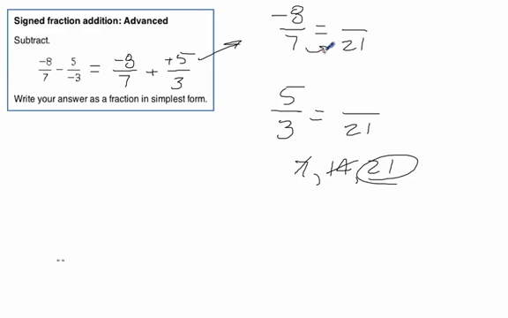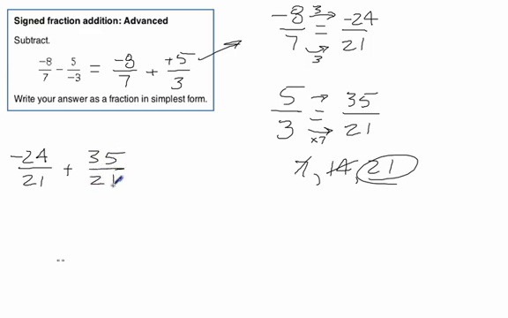Multiply by 3. Multiply by 3. And we get negative 24 over 21. Here we multiply by 7. That gives a 35. So now we can rewrite our problem as negative 24 over 21 plus 35 over 21. That can be combined, negative 24 plus 35 all over 21. And our final answer is 11 over 21.